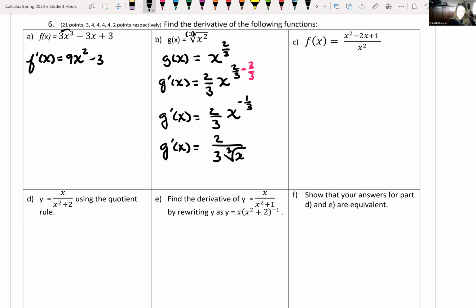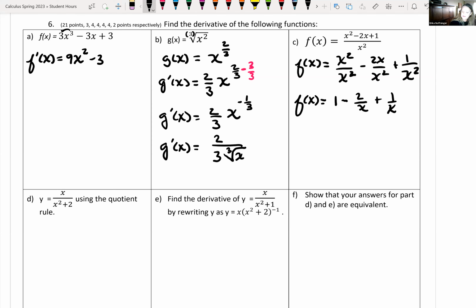For C, I could use the quotient rule to take the derivative of (x squared minus 2x plus 1) all over x squared. But because I only have one term in the denominator, I'm going to break this down as x squared over x squared minus 2x over x squared plus 1 over x squared. I'm going to use rules of exponents to rewrite this before I take the derivative. x squared over x squared cancels to 1, minus 2x over x squared is 2 over x, plus 1 over x squared. Now I'm still going to use rules of exponents by bringing my x up into the numerator and rewriting it with the negative of the exponent it had down in the denominator.